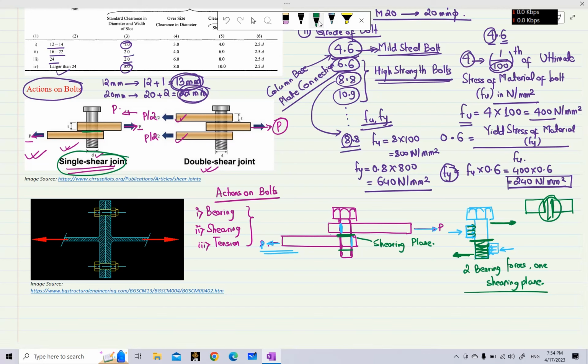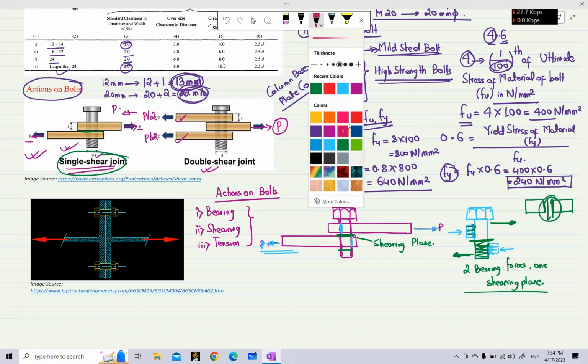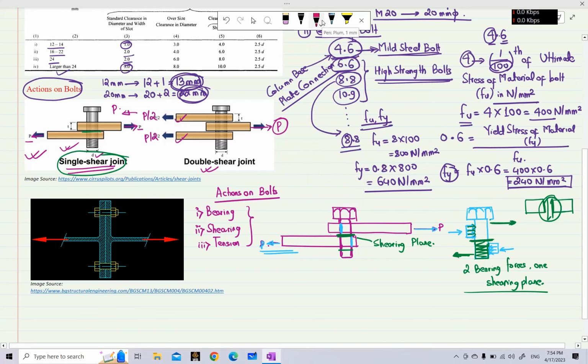Now similarly, let us look at this second figure here. Now I am not going to draw a different figure for now, because we have already understood this here.